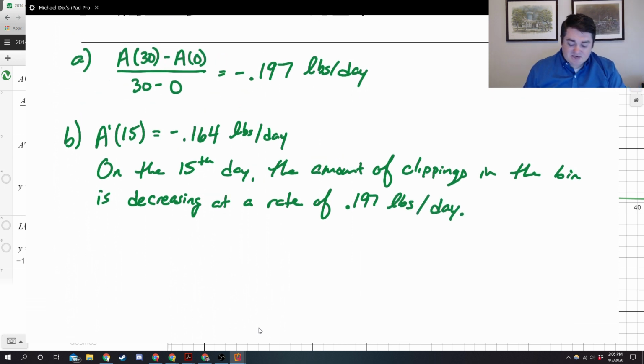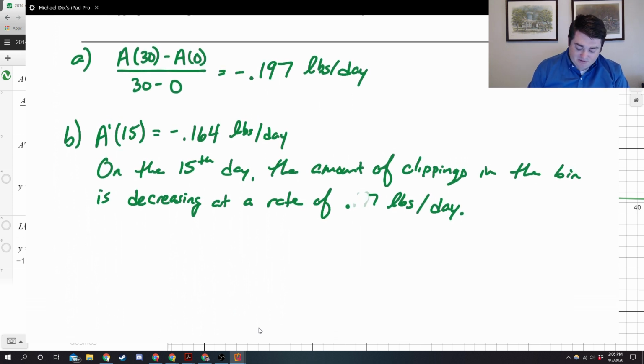Okay. Notice I put a positive 0.197. Oh, I'm sorry, I copied the wrong number. Part B, the answer was 0.164. I used positive 0.164 because the negative in my answer was taken care of by the fact that I said that it was decreasing.